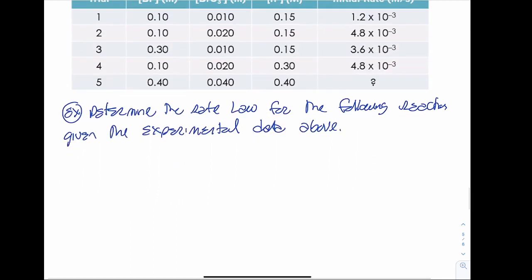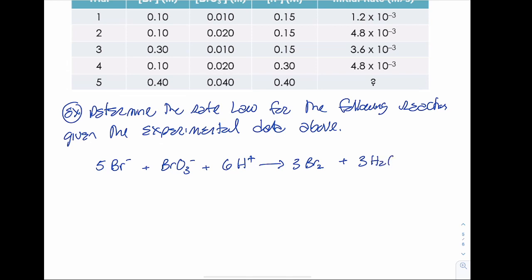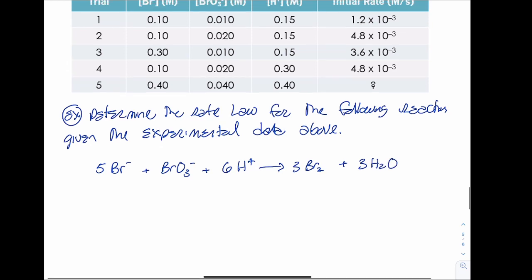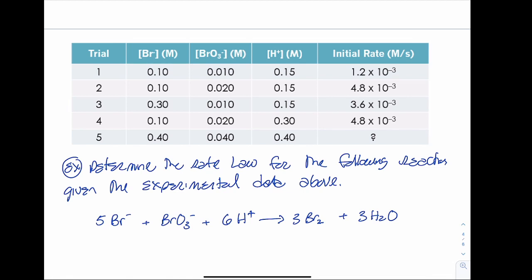And our equation, I have 5 bromide ions reacting with bromate plus 6 hydrogen ions. That's a positive charge. And we're producing 3 bromine plus 3 water. So the way that we're going to do this is we're going to look at sets of data.